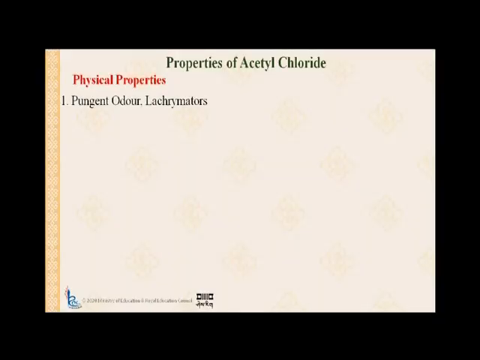Okay, then next we'll go with the properties of acetyl chloride. When we say properties, first of all we always go with the physical properties. So, physical properties of acetyl chloride. It says acetyl chloride has got a pungent odor, so it has got a pungent smell, and it's also a lacrimator. That means acetyl chloride excites our lacrimal gland in the eye and it produces tears.